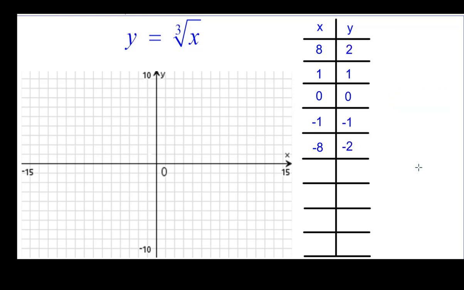Hopefully these are the values you got. Notice you can take the cube root of negative numbers. So let's go ahead and plot the points. So 8, 2, the cube root of 8 is 2, cube root of 1 is 1. The origin is on there, -1, -1, and -8, -2.